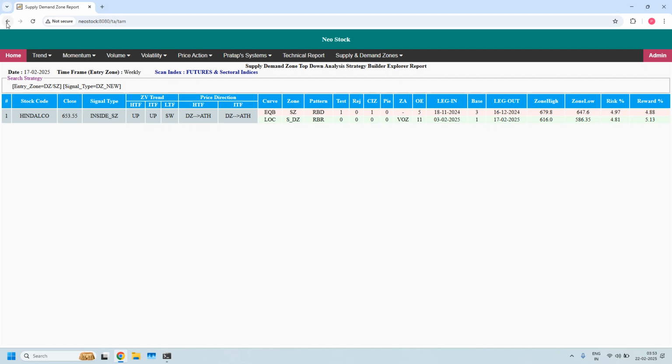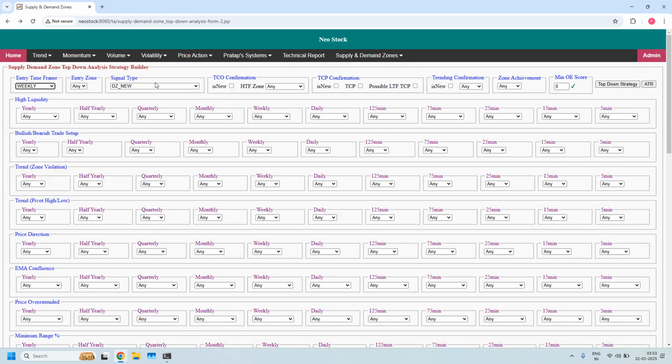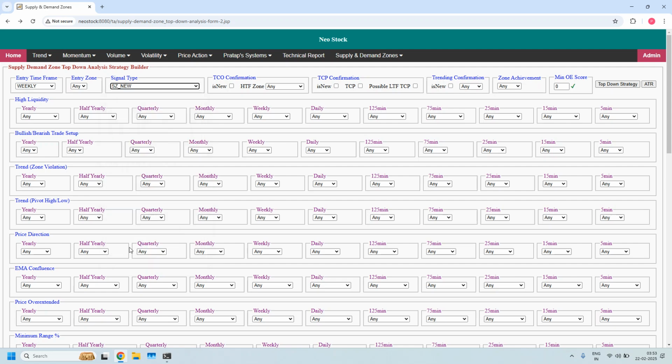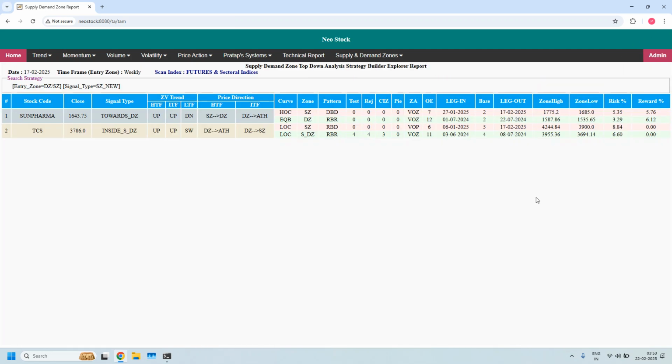Okay, next, for weekly time frame, let us find the stocks having newly created weekly supply zones. So these 2 stocks having newly created weekly supply zones. So both these supply zones are created during this week.